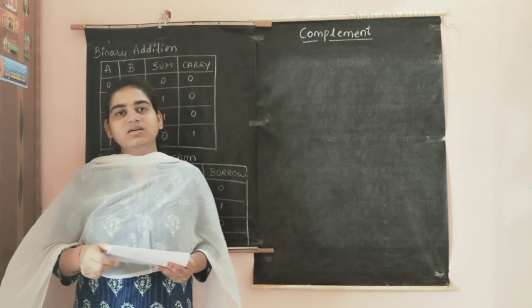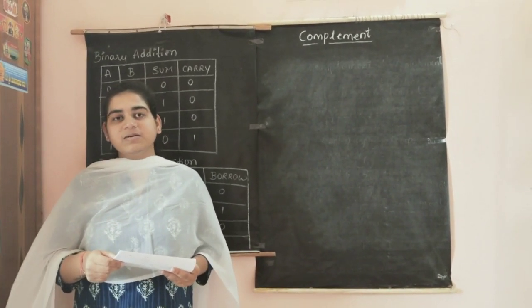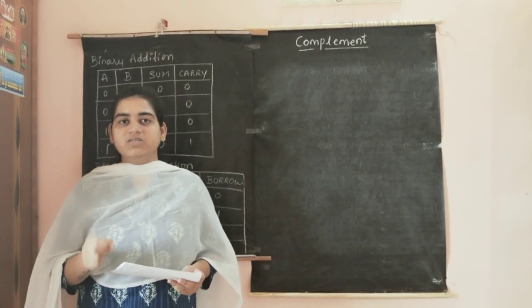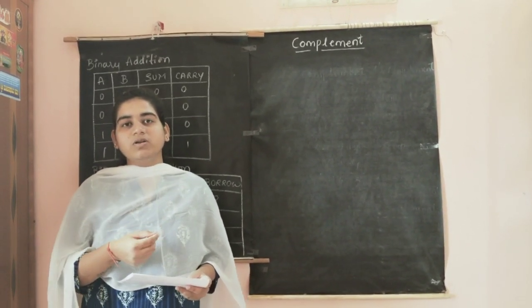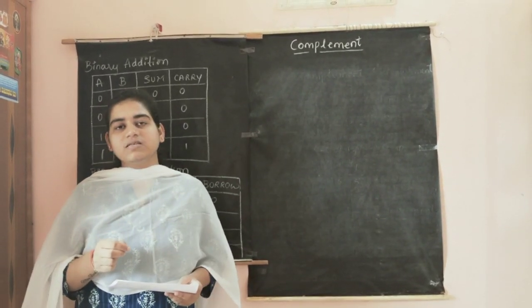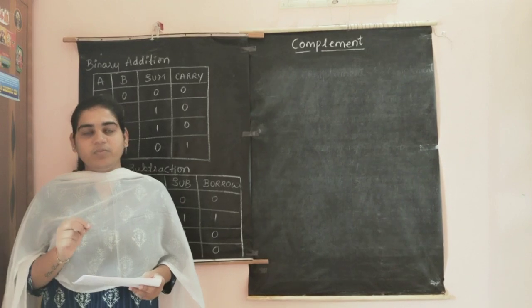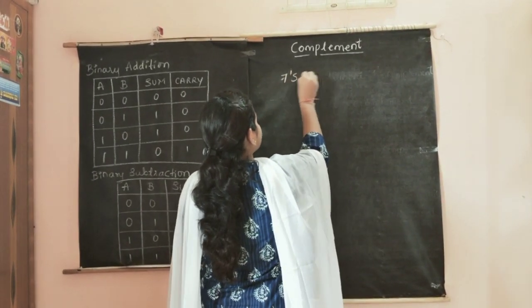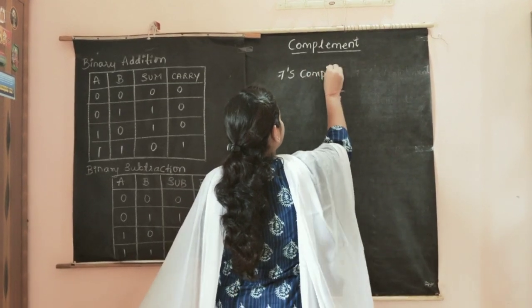After discussing the binary number system, that is the radix complement, 2's complement, and the diminished radix complement, that is 1's complement, we will move on to the octal number system. In the octal number system, we will first discuss the diminished radix complement, that is 7's complement.